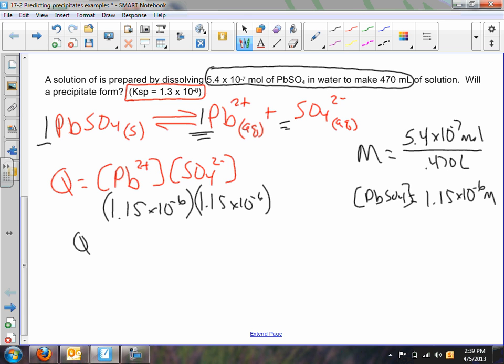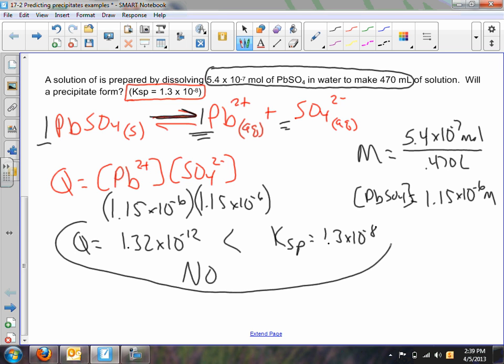So when you multiply those together, you end up getting a Q value of 1.32 times 10 to the negative 12. Our KSP was 1.3 times 10 to the negative 8. So in this case, Q is less than KSP, which means it's going to have to shift to the right. So does it form more solid? No, it will not form a precipitate. It actually forms more ions.